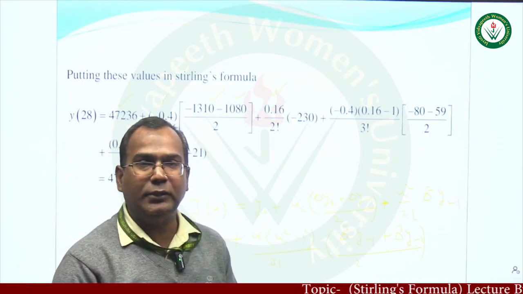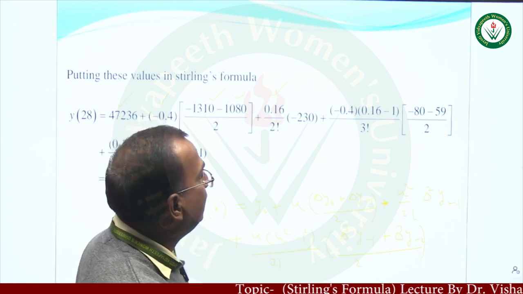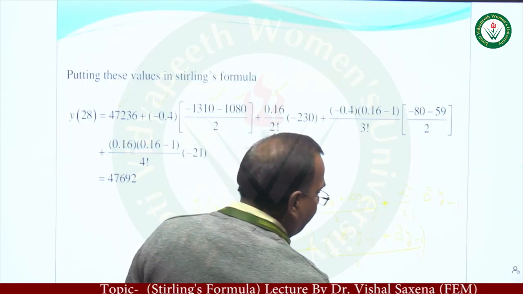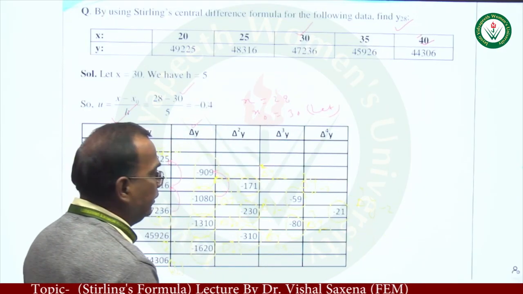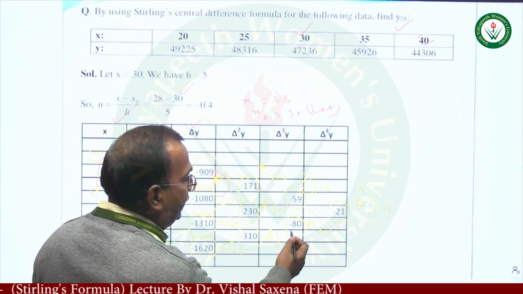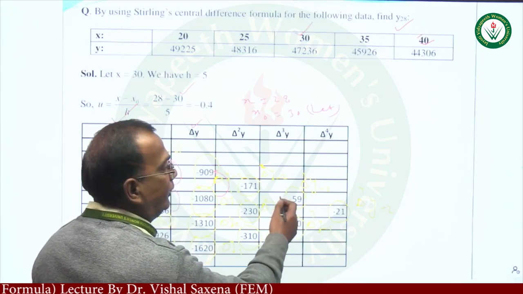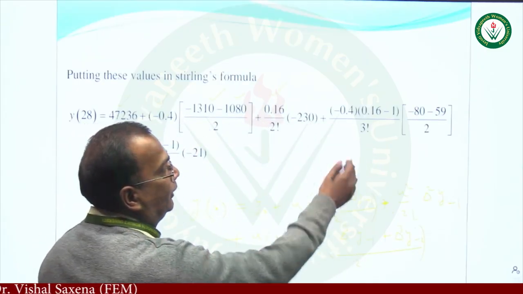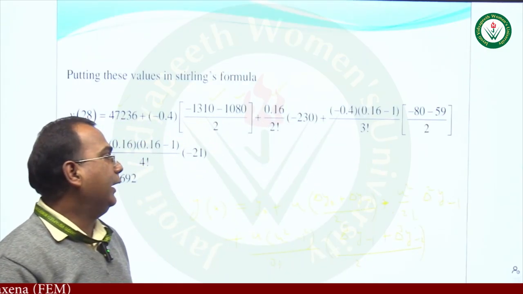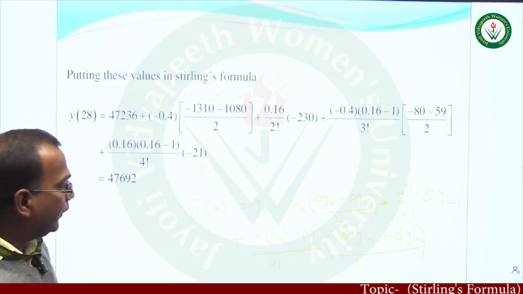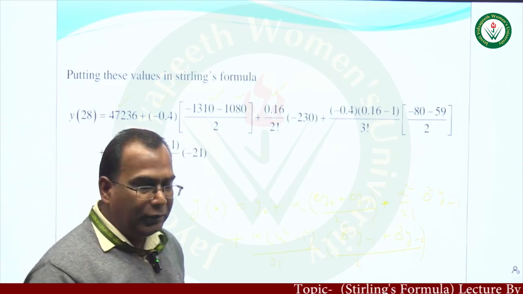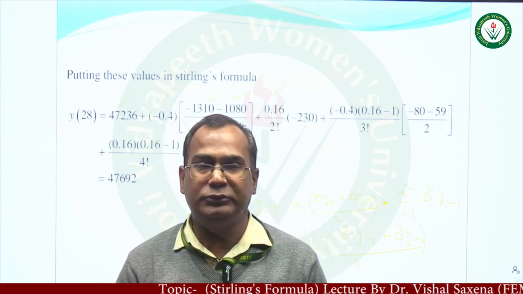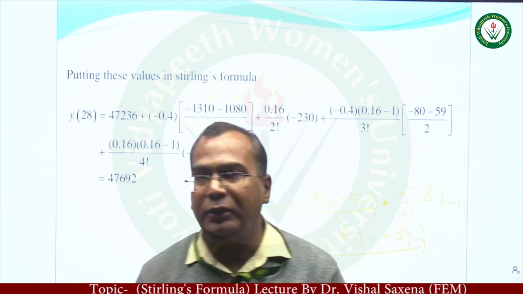Already we have discussed how this term will come there. And then del cube y minus 1 and del cube y minus 2 will come there. So see what the values are here. Del cube y minus 1 is minus 80, and del cube y minus 2 is minus 59. So we have to put these values here: minus 80 minus 59 upon 2. Now one term is left here, because ultimately from the difference table we have to put all the values in this formula.